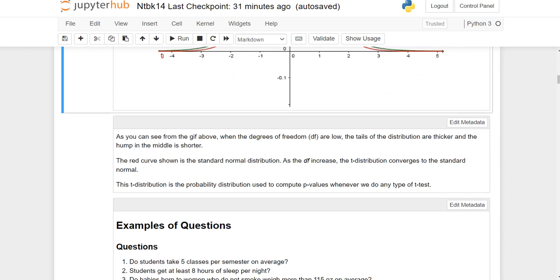You can read this, but basically as the degrees of freedom increase, the distribution converges to the standard normal. And this word normal, in statistics, means bell-shaped. It means the bell curve. So in all of these situations where we expect bell-shaped data, we end up using the t-test, and that's based on the t-distribution.